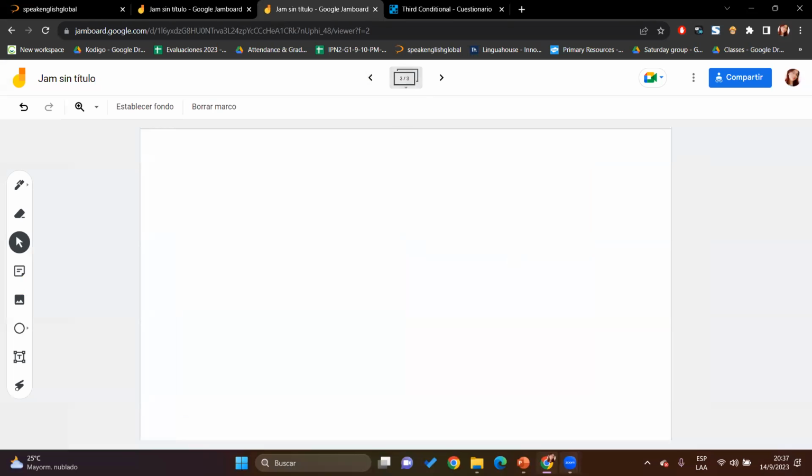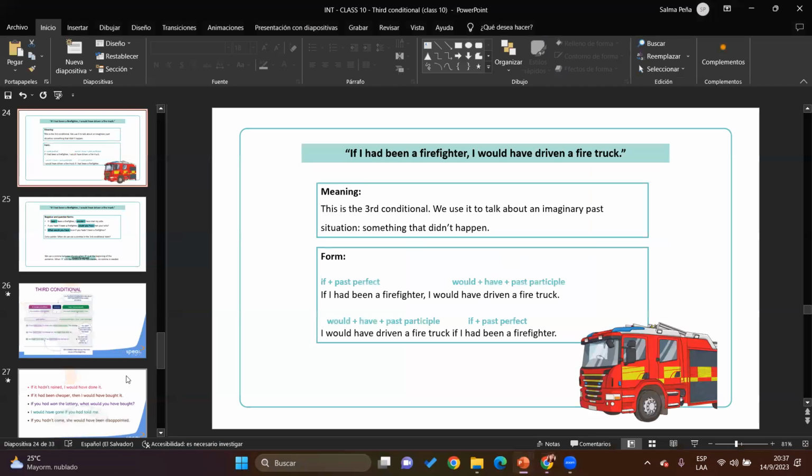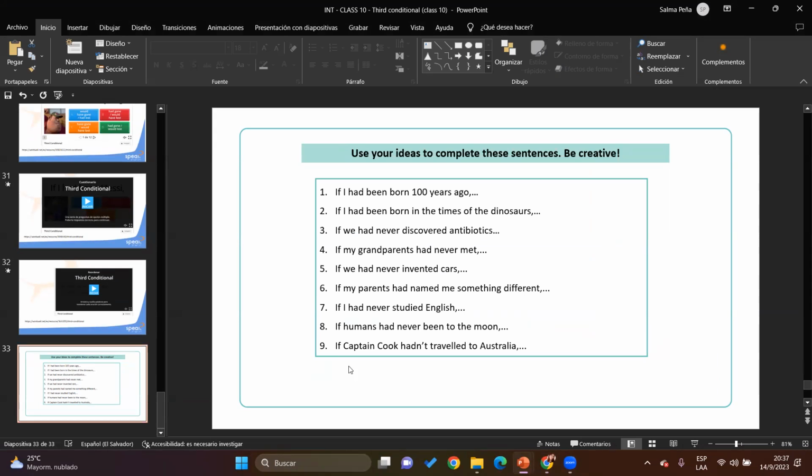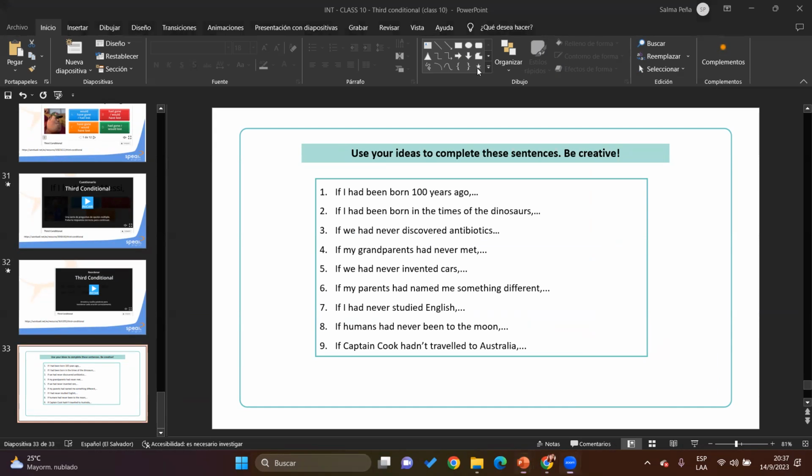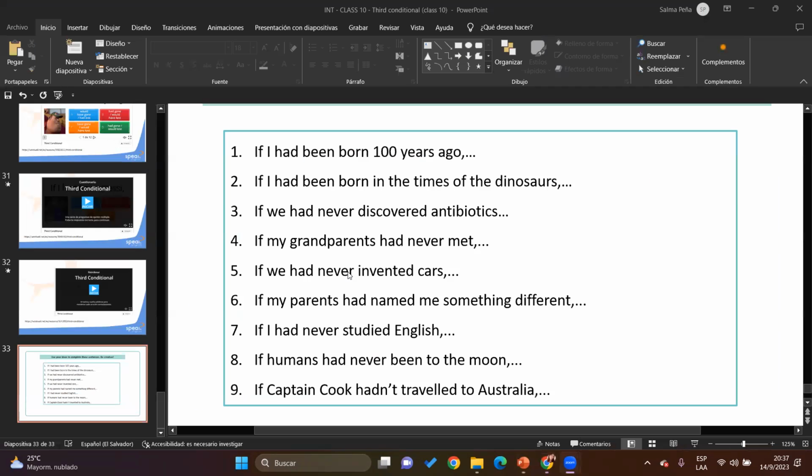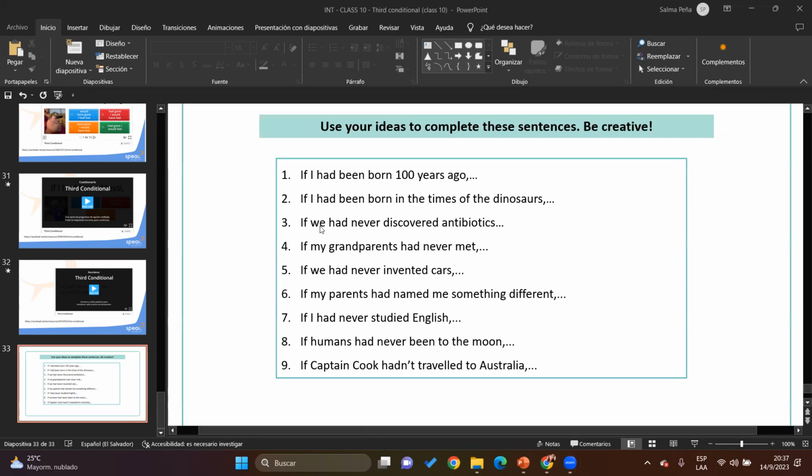Okay, with this one, guys, because I know it's been tricky, right? Let's work with this. We're going to try to complete this sentence with your own ideas. I give you a statement using if. You have to complete it with I will and past participle. That's about you. Be creative with this one. Use your imagination. Let's see with the first one.